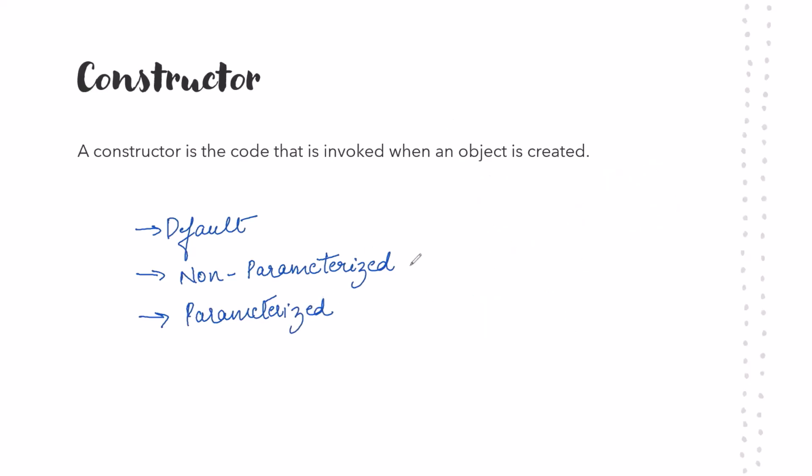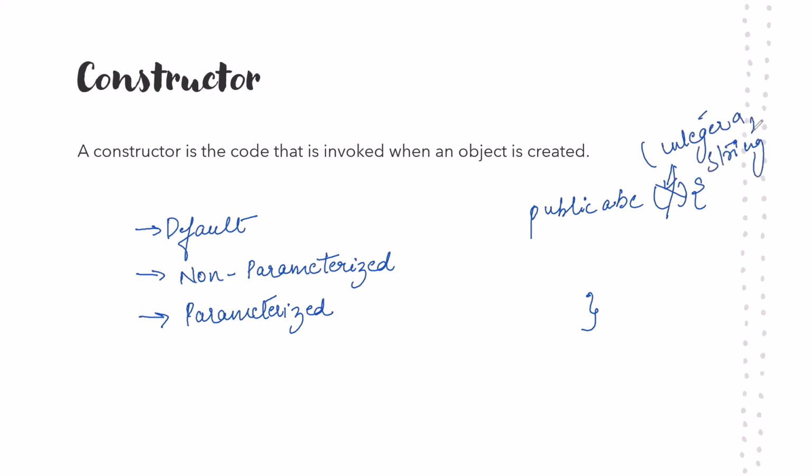So first we'll talk about the non-parameterized constructor. So again, suppose we have a class ABC, and then this is the constructor. So if you're not passing any parameter to it, it becomes a non-parameterized constructor. Very easy, right? But if you pass some parameters to it, so instead of this, I'm giving some parameters, say integer A, string B. So then it becomes a parameterized constructor.